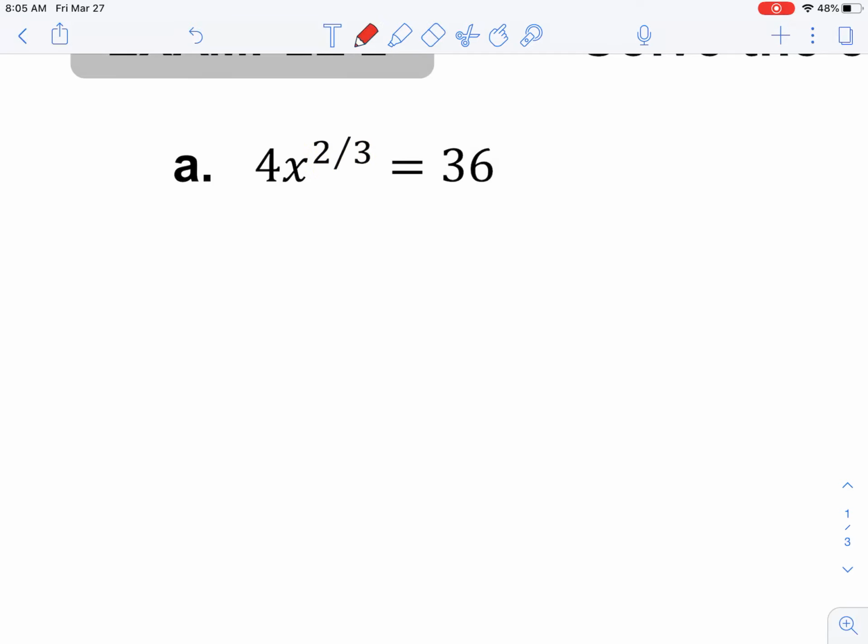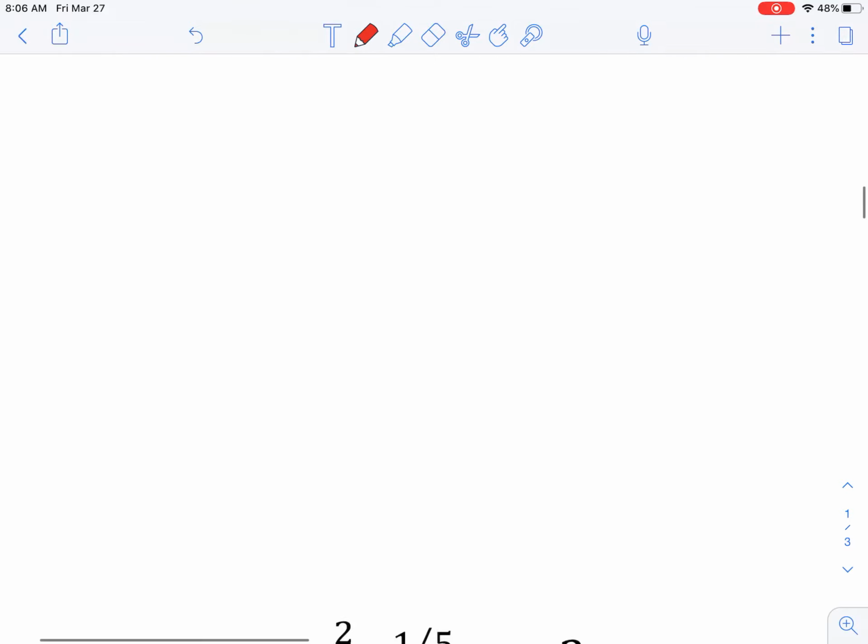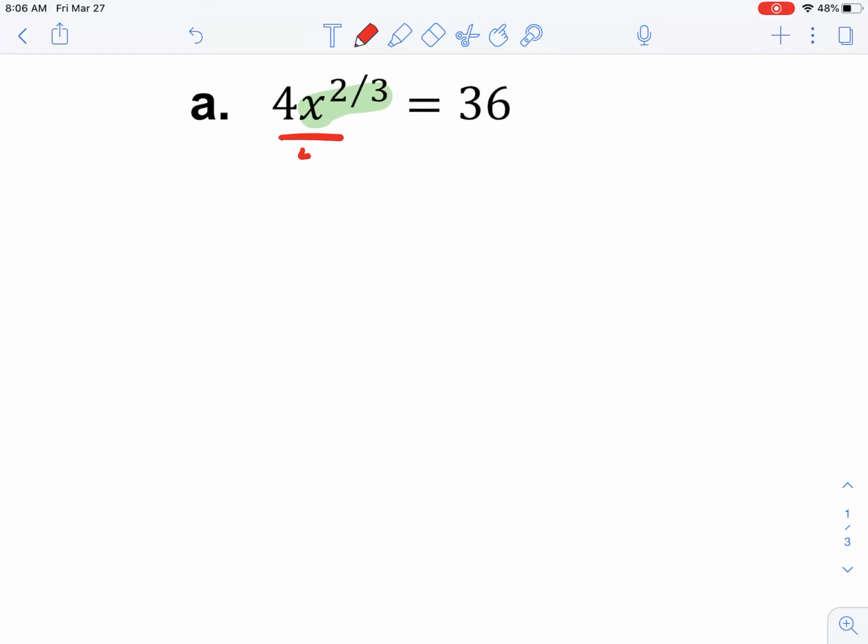So when you want to solve for x here, you need to get whatever's being raised to that power by itself first. So in this case, that's just the x to the 2/3. So we have to get rid of the 4 before we do anything. So we're going to divide both sides by 4. So you'll have x to the 2/3 equals 36 divided by 4 is 9.